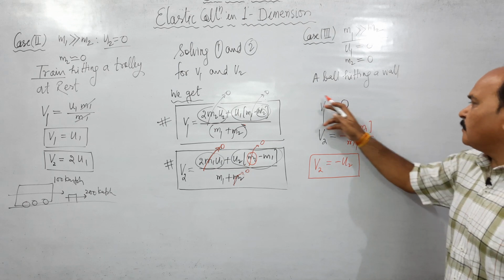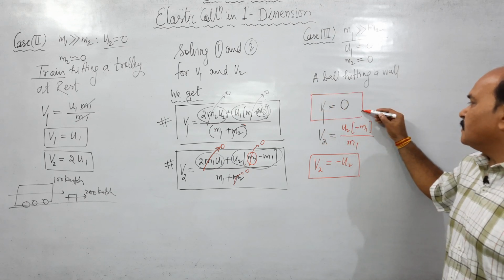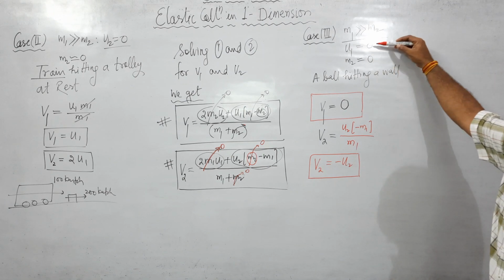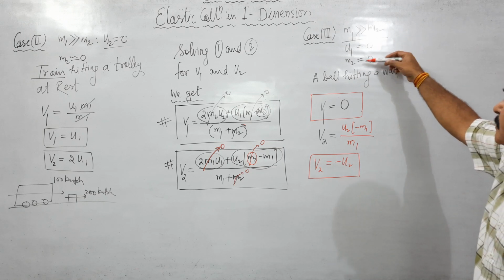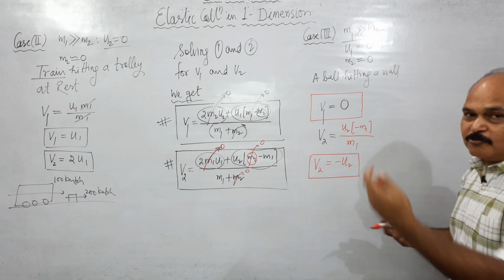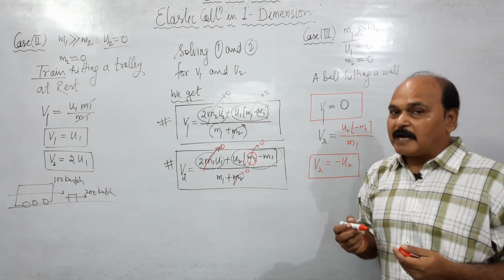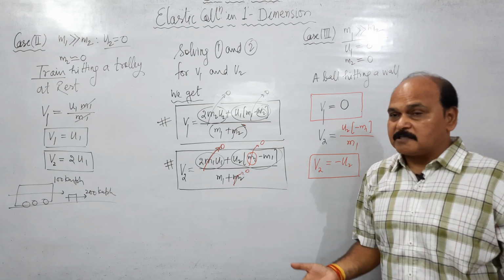So what is the meaning of these results, these final velocities? See, the heavier mass m1 was at rest. Its initial velocity was 0. And what about its final velocity? Its final velocity remains 0. So there is no effect over the velocity of the heavier mass. The heavier mass was at rest, and even after collision it remains at rest.